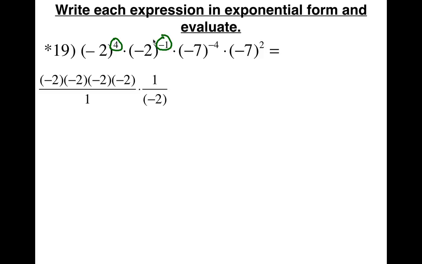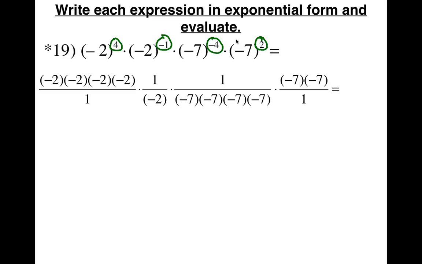Number 19. So I'm going to go ahead and show you how to do number 19, and then I'll have you pause the video and try number 20 on your own. So there's nothing different, really. You're going to do the same exact steps. Here we have a positive exponent, so we're going to do repeated multiplication. Make sure you keep those negative 2s. Okay, it's a negative 2. Now here it is a negative 1, so I'm going to do repeated division. So I'm going to do times 1 over negative 2. Going to continue. We have a negative 4, so that's going to be 1 over negative 7 repeated 4 times. And then here we have a positive exponent, so that's going to be negative 7 repeated multiplication.